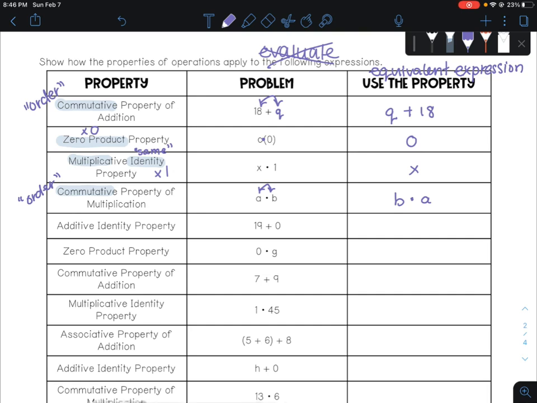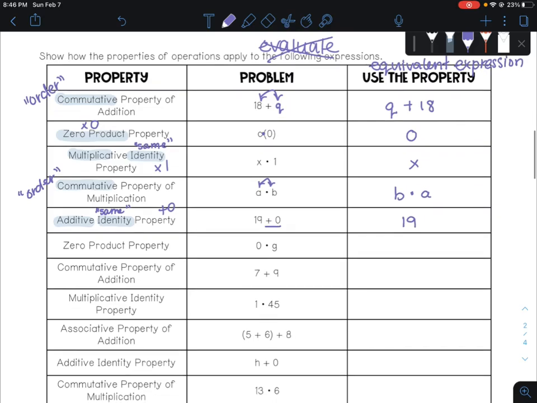Next up, the additive identity property. So just like the multiplicative identity property, just easier to say. It stays the same when you add 0. If you add 1, it wouldn't work. It wouldn't stay the same. So 19 plus 0 is just 19. And those are equivalent expressions.